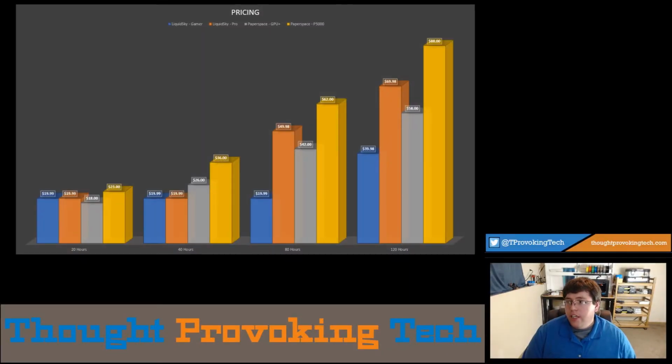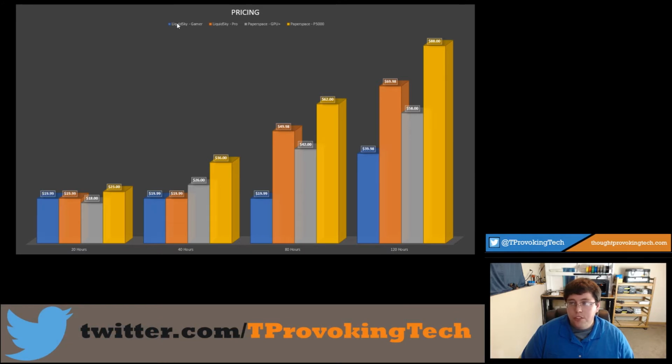All right, so you can see the graph I made for the pricing comparisons here. You'll essentially see four sets of data. The first set is the 20-hour block of time. The next set is at 40 hours. The following set is at 80 hours, and the final set of data is at 120 hours of monthly usage. Real quick, if I didn't make this big enough and you can't read it, say you're on mobile or something like that: blue is Liquidsky Gamer, orange is Liquidsky Pro, gray is the Paperspace GPU Plus, and yellow is the Paperspace P5000 plan.